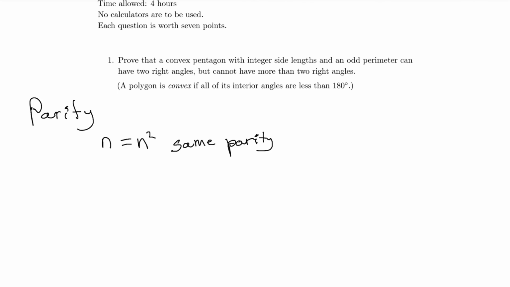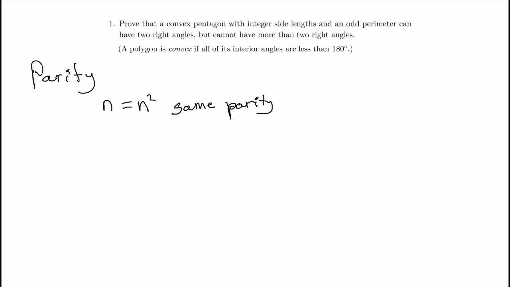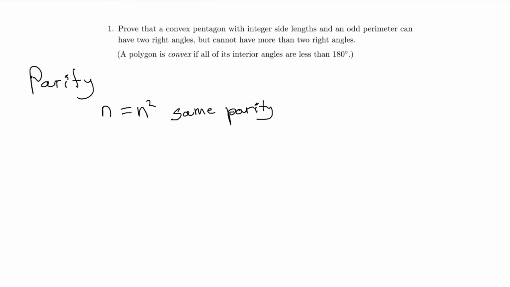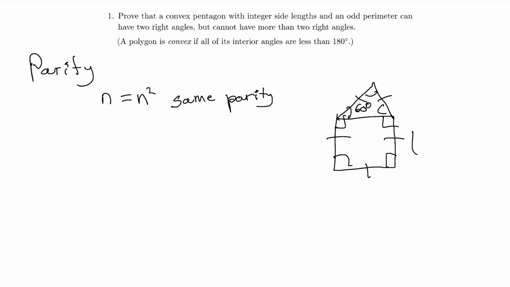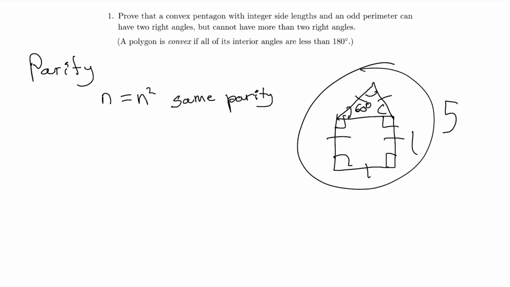So first, we have to prove that it can have two right angles. The key here is that this has to have an odd perimeter. So we can draw a square and then place an equilateral triangle on top of it. This would give us a pentagon with an odd perimeter because let's say one side is 1, then in total it would have 5. And it has integer side lengths and it has two right angles. So we can have a convex pentagon that has two right angles.